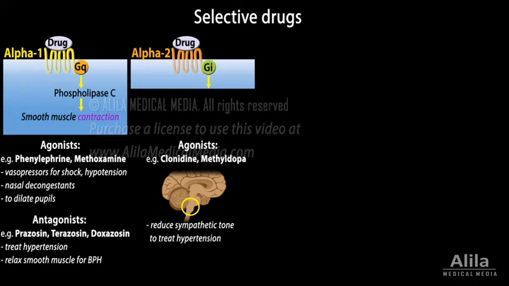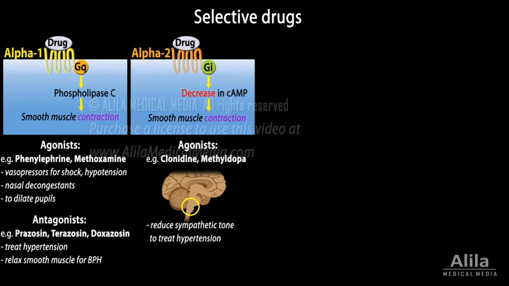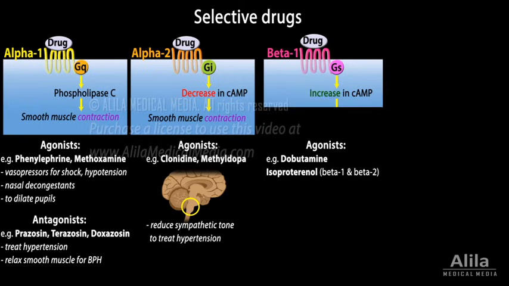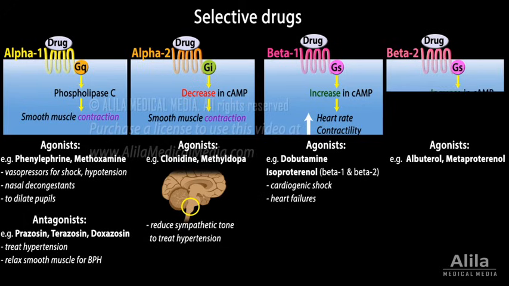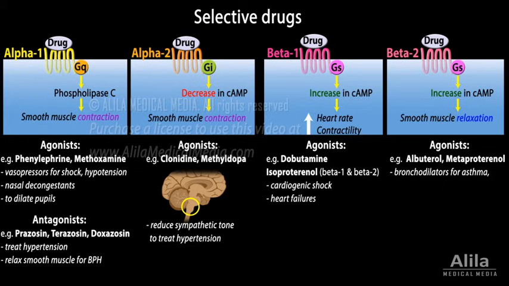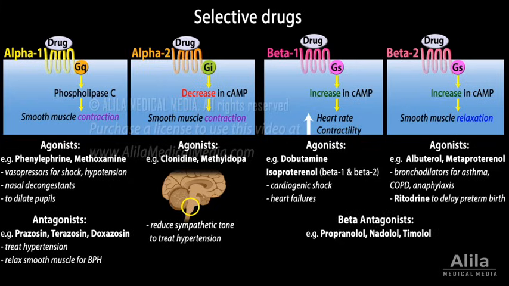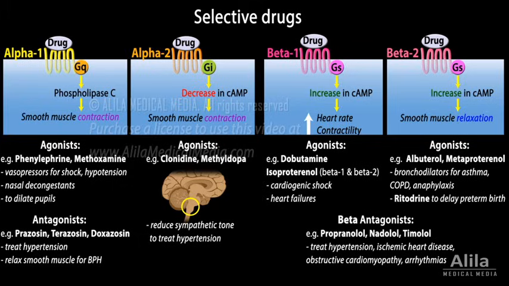Stimulation of peripheral alpha-2 receptors may initially cause vasoconstriction, but it is quickly overridden by the central effect. Beta-1 agonists increase heart rate and contractility and are indicated for treatment of cardiogenic shock and heart failure. Beta-2 agonists relax smooth muscles. They are used to dilate bronchi for treatment of asthma, obstructive pulmonary disease, and anaphylaxis. Some are used to relax uterine smooth muscle to delay preterm birth. Beta antagonists, or beta blockers, are used for the treatment of hypertension, ischemic heart disease, obstructive cardiomyopathy, and arrhythmias.